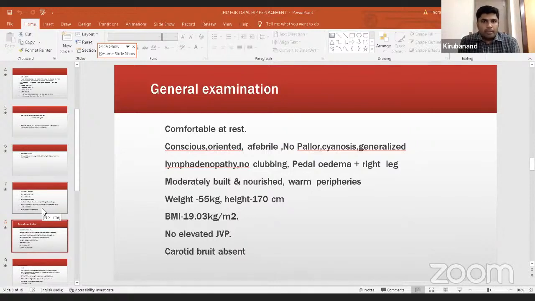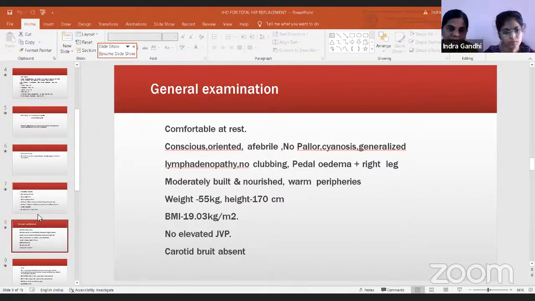So, ma'am, can we go ahead with general examination? Yes, we'll go. General examination. Patient was comfortable at rest, conscious, oriented, afebrile, no pallor, no cyanosis, no generalized lymphadenopathy, no clubbing. Pedal edema present in the right leg, moderately built, undernourished, warm peripheries. Weight was 55 kgs and height 170 centimeters. BMI was 19.03 kilogram per meter square. No elevated JVP, carotid bruit absent.